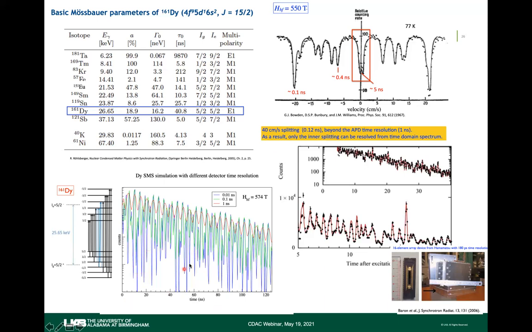For example, here is a simulation of different detector time resolutions. The blue one is 10 picoseconds, the green is 100 picoseconds, and the red one is the realistic time resolution with the APD we used. Here is an example of data using an element array detector, which has 180 picosecond time resolution. You see these very fine oscillations can be observed.